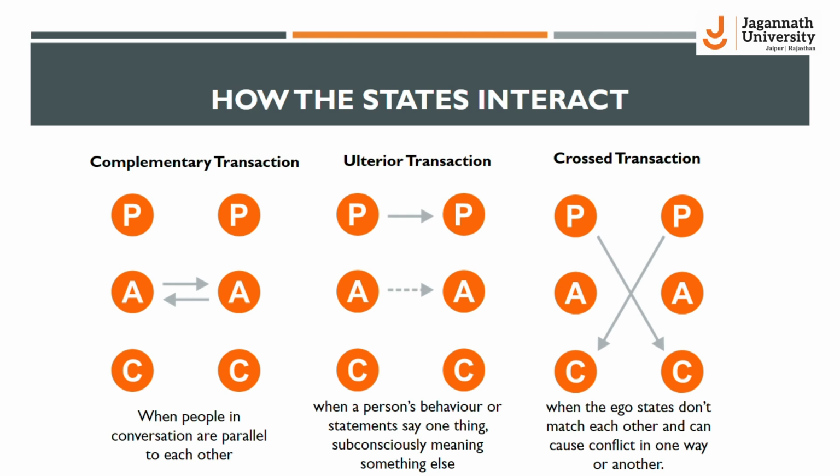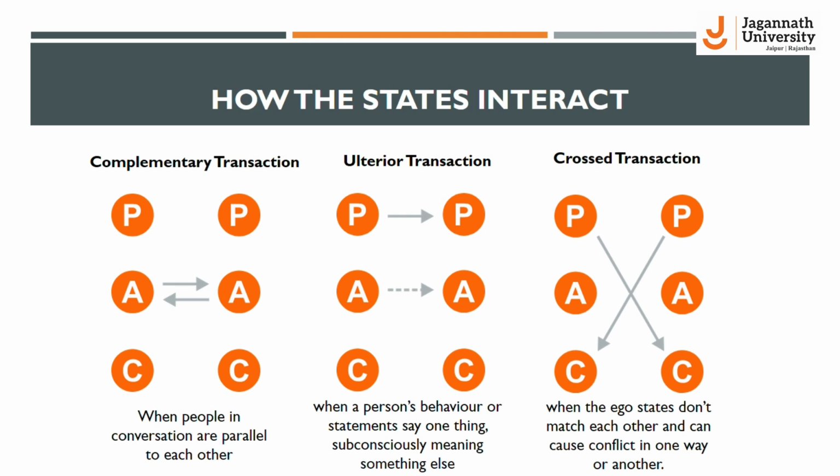Suppose in the organization, the boss orders a subordinate, "Because I have said, you have to do this." And maybe the person to whom it is said responds in a child state, "No, first I will complete my work and then I will see." So definitely the conflict would take place. So crossed transactions are when two different ego states are in transaction.